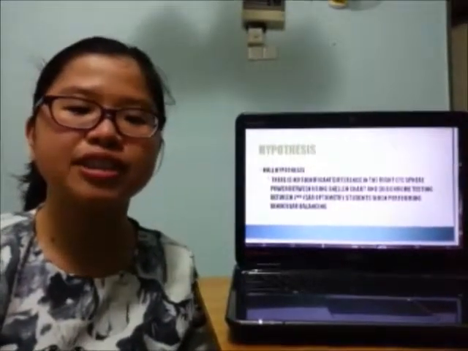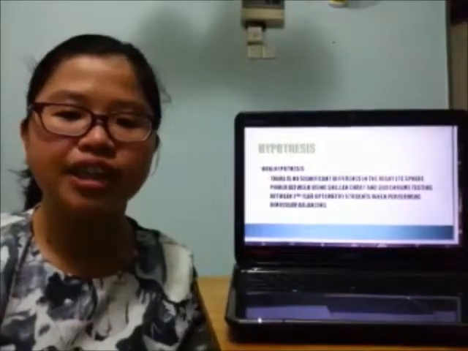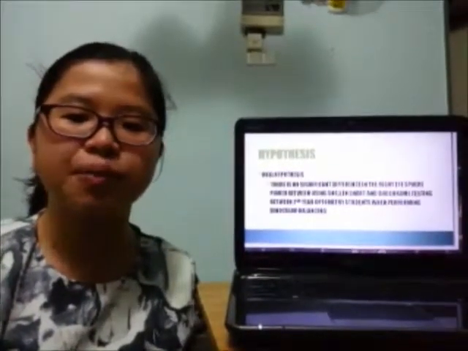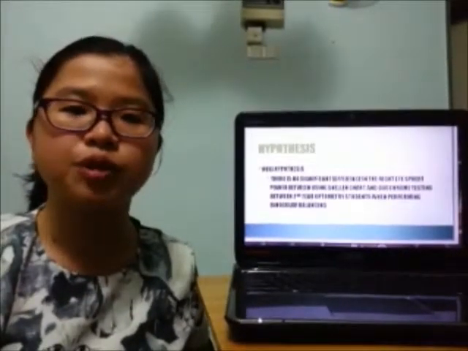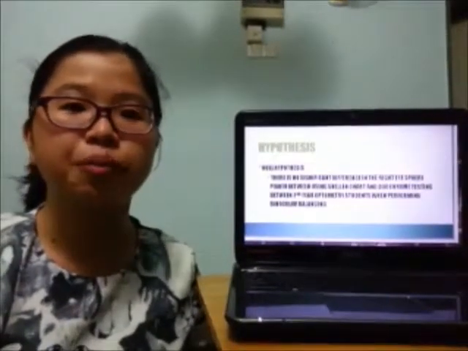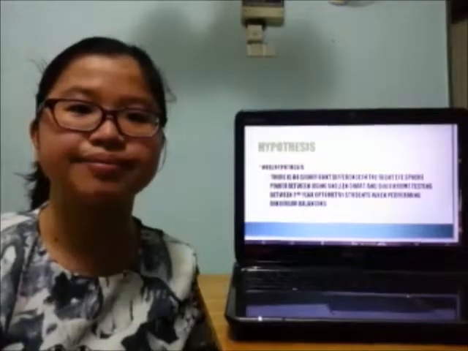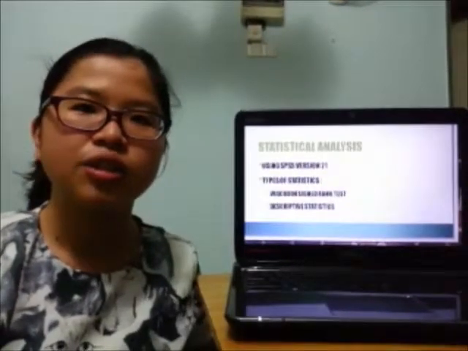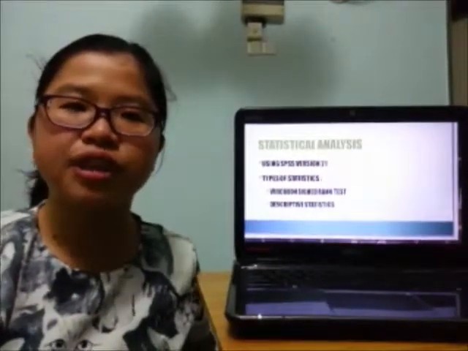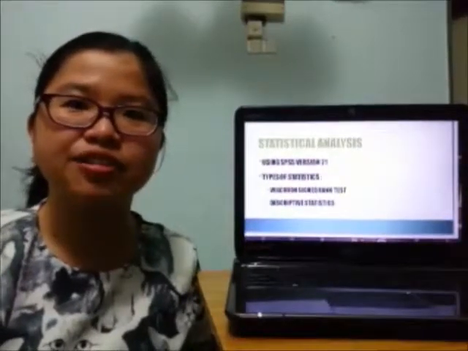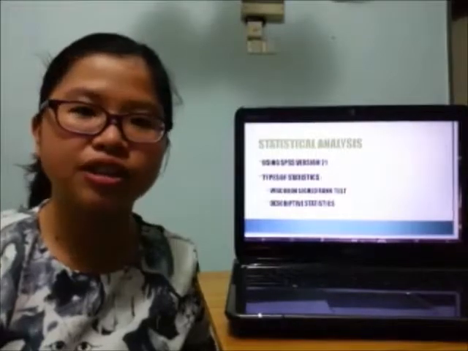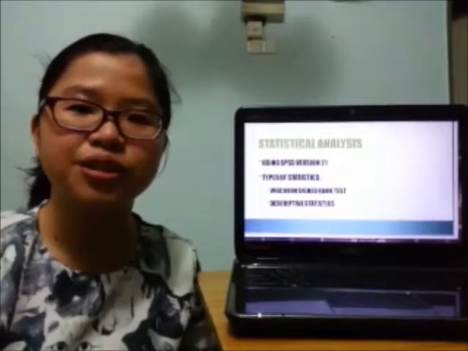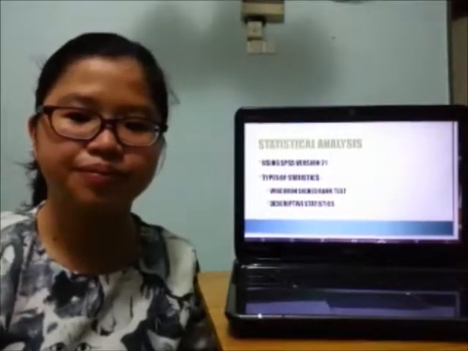So the hypothesis is there is no significant difference in the right eye sphere power between using the Snellen chart and Duochrome testing among second-year optometry students when performing binocular balancing. To analyze our data, we used SPSS version 21, and the types of statistics we used are the Wilcoxon signed rank test and also descriptive statistics.